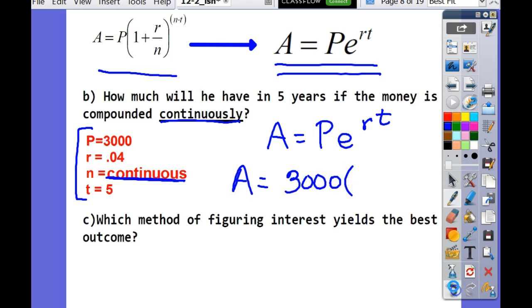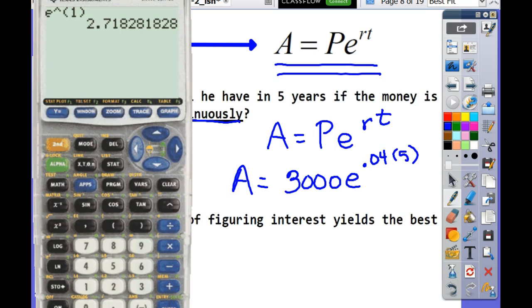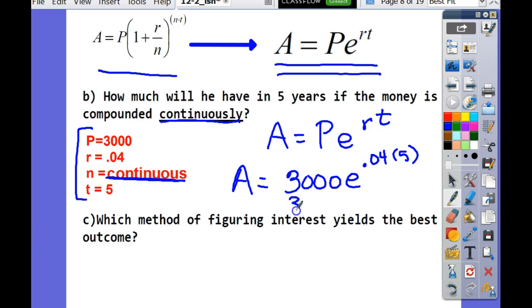The P was still $3,000. E, R, T. This is how you put it in your calculator. 3,000 times E raised to the 0.04 times 5 power, and that is how much money? 664.21.